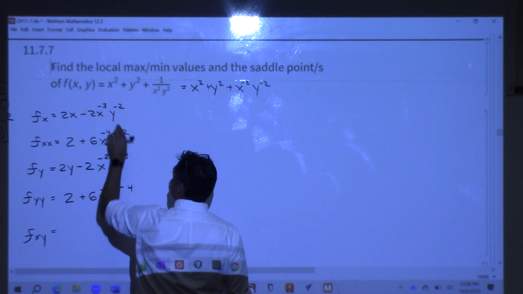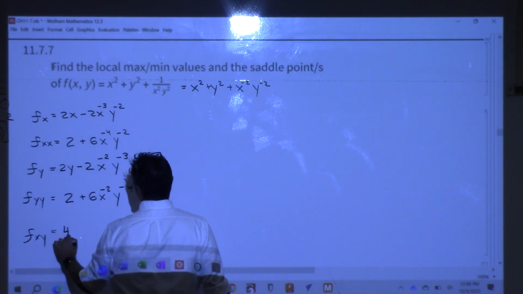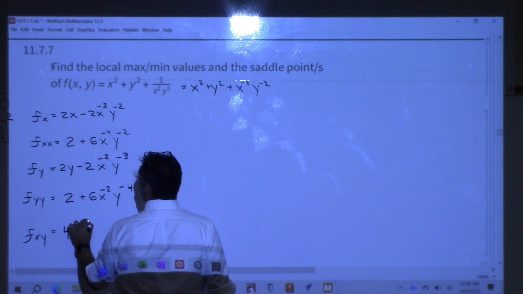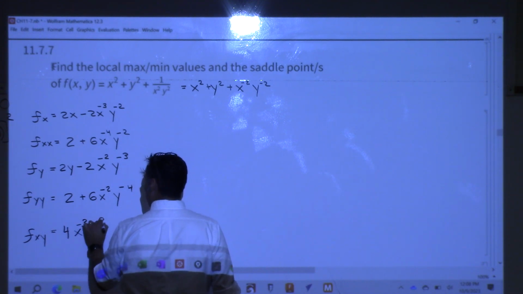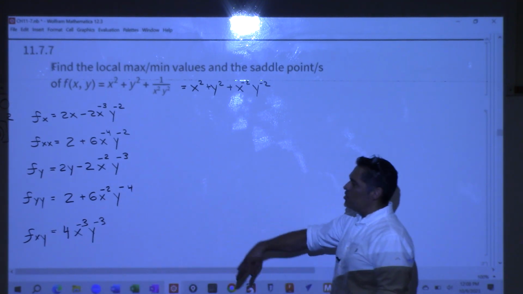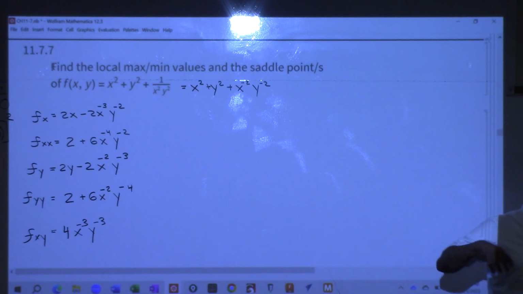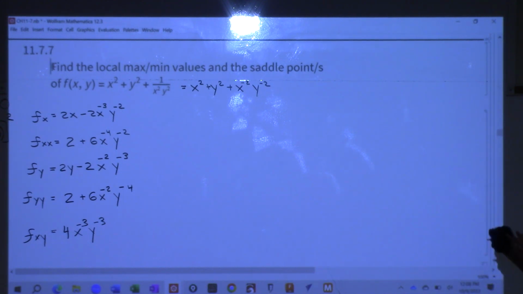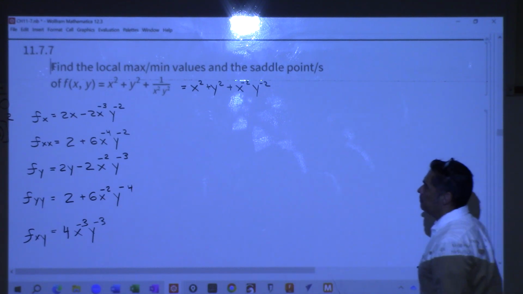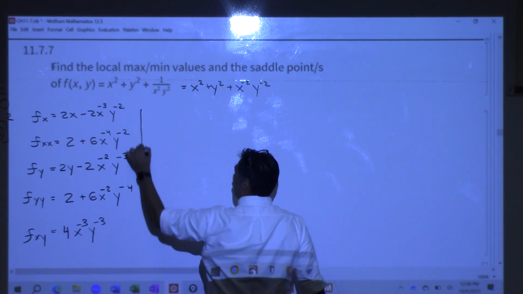Negative 2 comes out, so positive 4, x to the negative 3, y to the negative 3. Now look, we may need to drop those negative exponents down when we start evaluating, but at least for now, those are our raw derivatives there. Now we've got to do critical points, right?